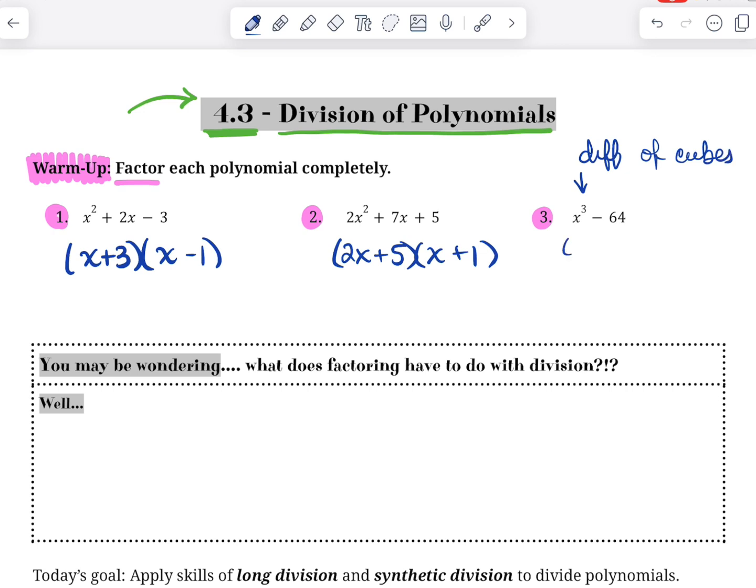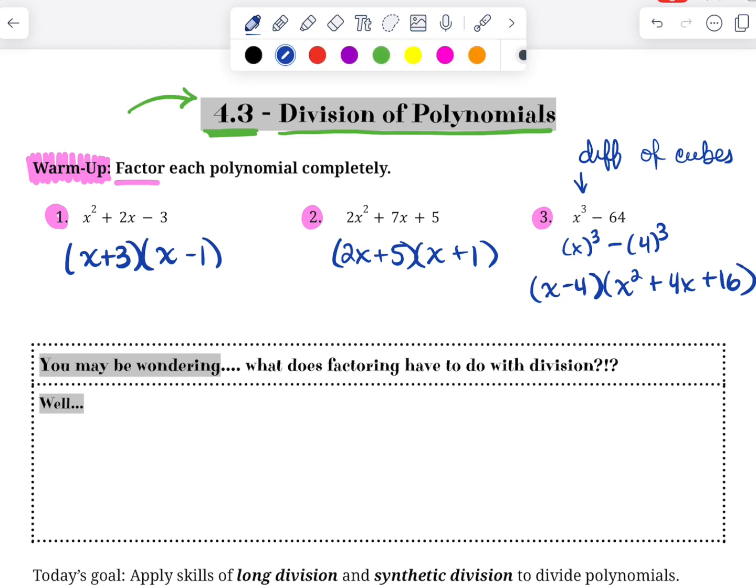So we would need to write this as x cubed minus 4 cubed. So we would get the quantity x minus 4, and then a quadratic, x squared plus 4x plus 16. Okay, and that comes from the fact that we use a minus b and then a plus the opposite sign: a squared plus ab plus b squared. So it's always the same sign, the opposite sign, and then that last one's always positive.